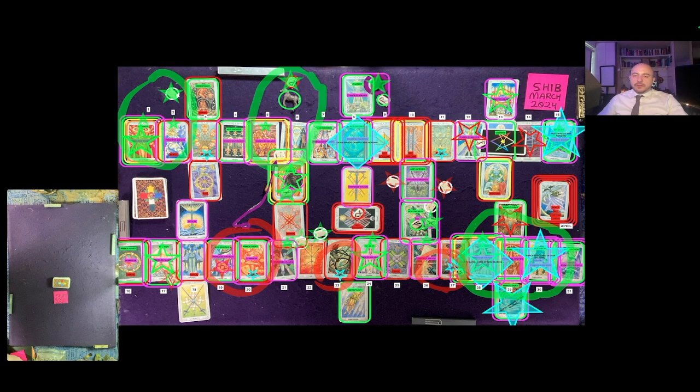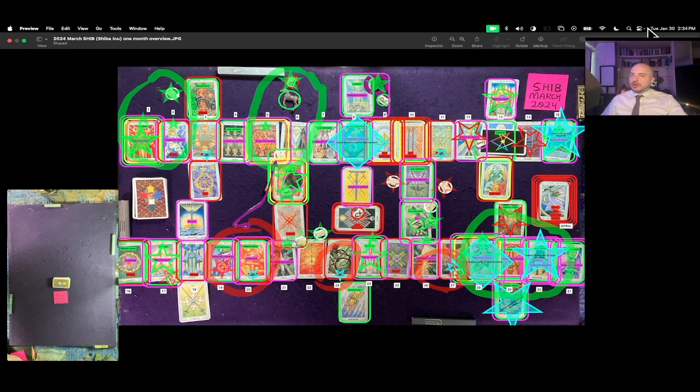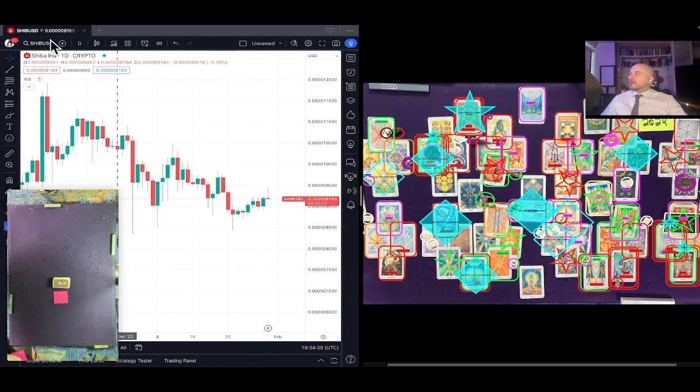This is the SHIB coin 1 month overview reading for the month of March 2024. It's currently January 30th, 2024, 2:34 p.m. Eastern Time. SHIB coin at the time of this reading is 0.00009183. That's 5 zeros after the decimal point, followed by 9183, and that's USD.